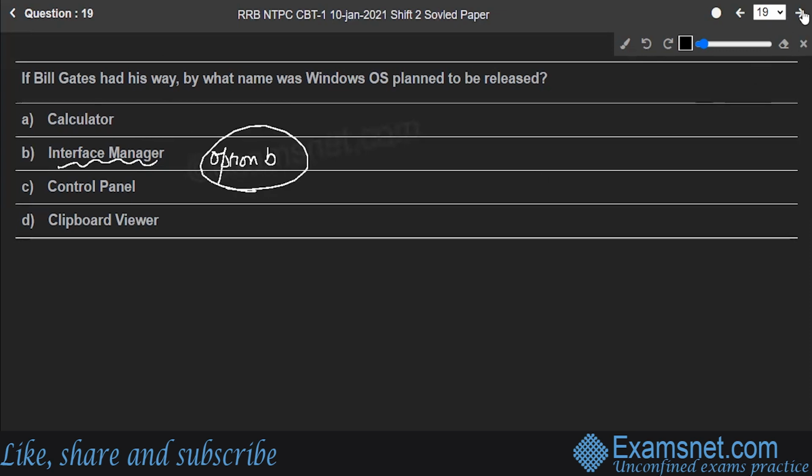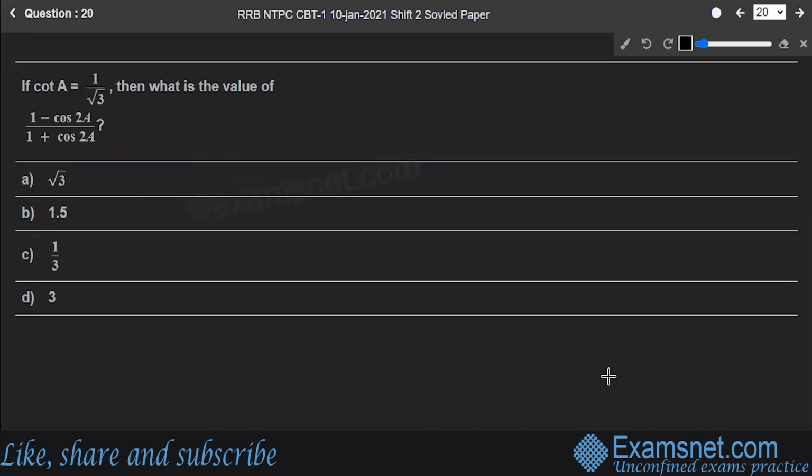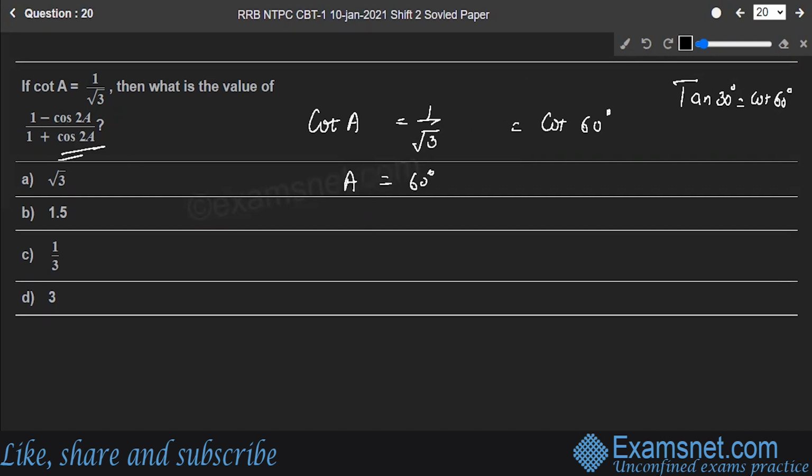Hope you got that. Next is question number 20. Okay, a trigonometric question before us. If cot A is equal to this, what is the value of the given expression? Cot A is equal to 1 by root 3, and this is possible when the angle is 60, because tan 30 is equal to cot 60. So 1 by root 3 is equal to cot 60. Actually, this gives you A is equal to 60 degrees. Now you have to solve this one.